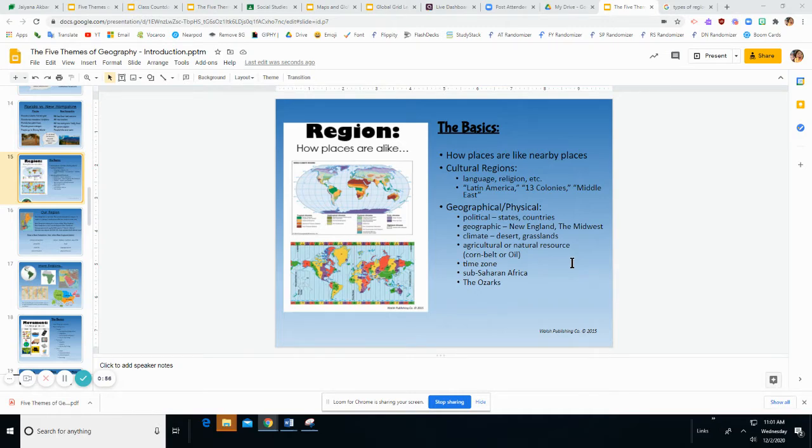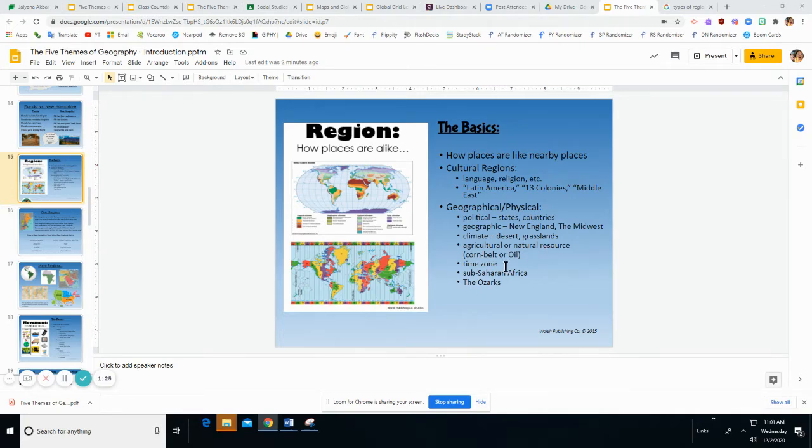Agricultural regions have to do with farming or a natural resource. So for instance, the Corn Belt in our country of the United States is an area that grows corn. Well, that's known as a region, and it's known as the Corn Belt based on what farming happens there, what agriculture. Or oil. A lot of our oil comes from the Middle East, and that's something that they have in common for a natural resource. So oil, a region would be the Middle East.